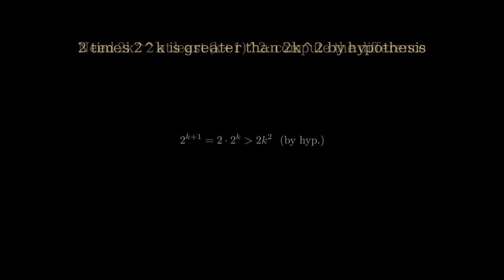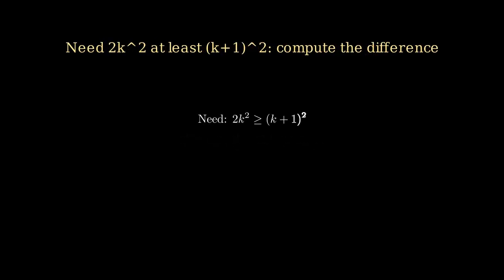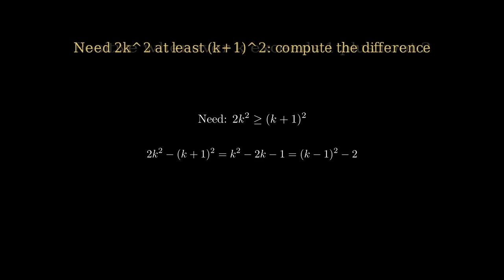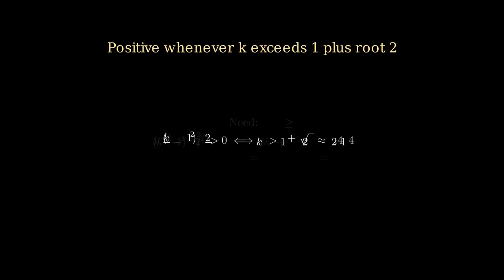Now we need 2k² to be at least (k+1)² for k greater than or equal to 5 to finish the chain. Compute the difference: 2k² − (k+1)² = k² − 2k − 1, which can be rewritten as (k−1)² − 2. This quantity is positive whenever k is greater than 1 + √2, roughly 2.414, which is certainly true for any k greater than or equal to 5.